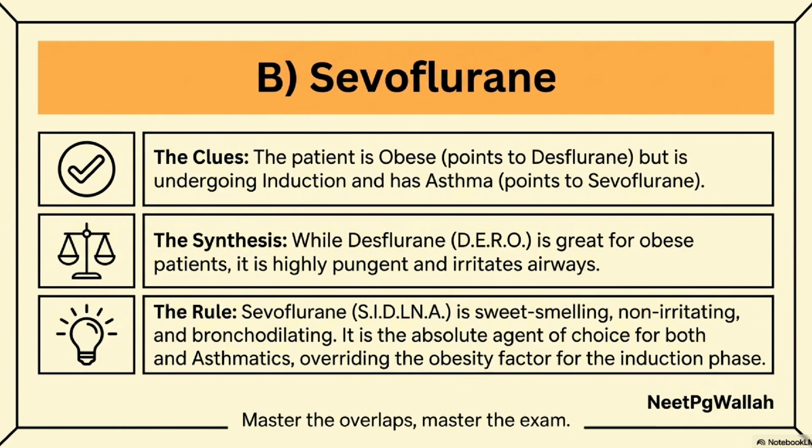So what's the golden rule? Well, while desflurane is fantastic for obese patients because of that fast exit we talked about, it is highly pungent and heavily irritating to the airways. Sevoflurane, our gentle giant, is sweet-smelling, non-irritating, and actually bronchodilating. It is absolutely the agent of choice for asthmatics, and that physiological fact overrides the obesity factor for the induction phase. Think about how easy that was to navigate just by using those personas. When you master the overlaps, you master the exam.